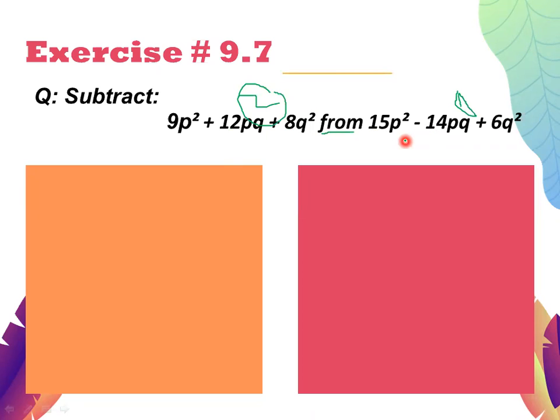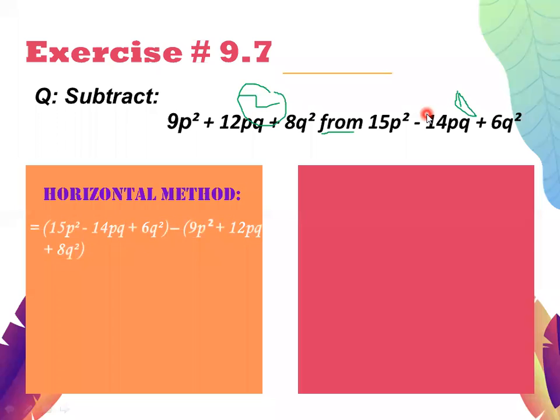Write down the second term first, just like this. If you are going to use the horizontal method, you will write 15p square minus 14pq plus 6q square inside the bracket first. Then, since you are performing subtraction, you will write a minus sign, then your second expression, that is 9p square plus 12pq plus q square. Now, what is the difference between subtraction and addition? In addition, if you have a plus sign outside the bracket, the sign inside the bracket will not change.